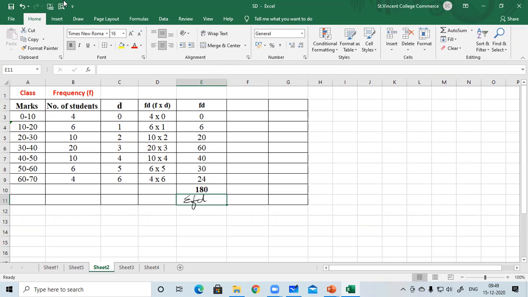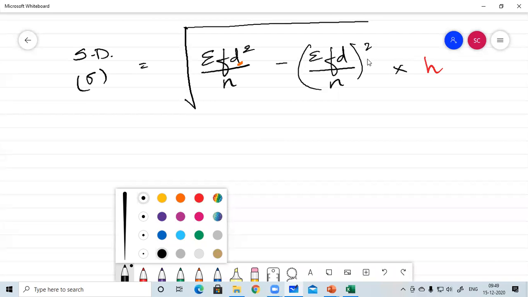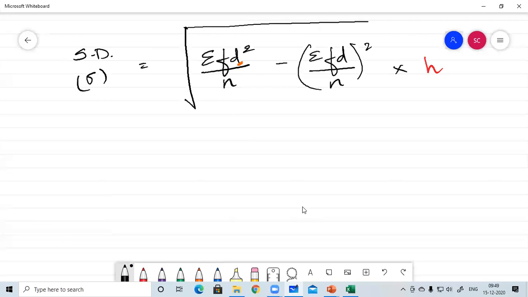Okay, this is your sigma FD. Now, moving further, the next column required for us is going to be FD square. We have already got sigma FD, we just got the total. Now we need FD square. Now, what is sigma FD square?